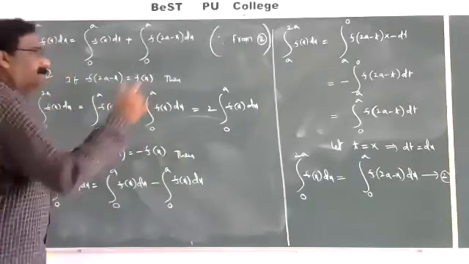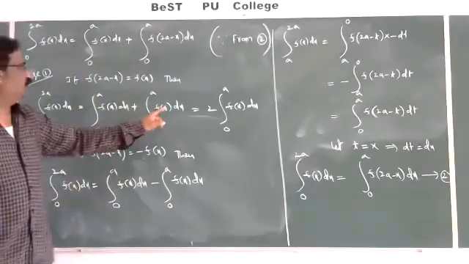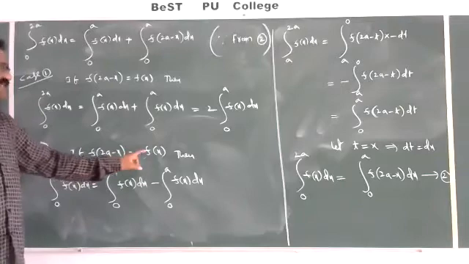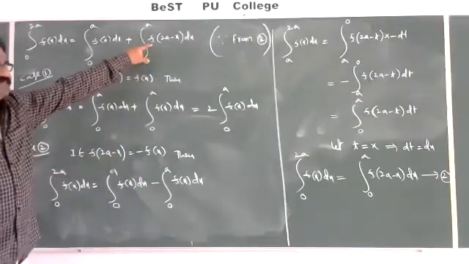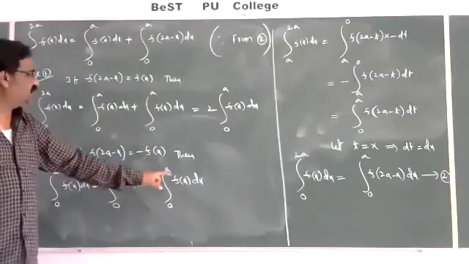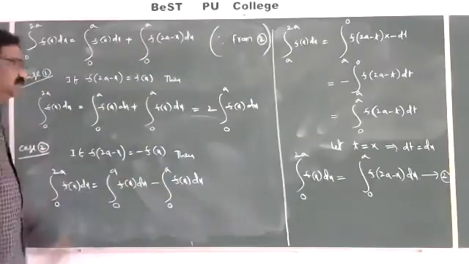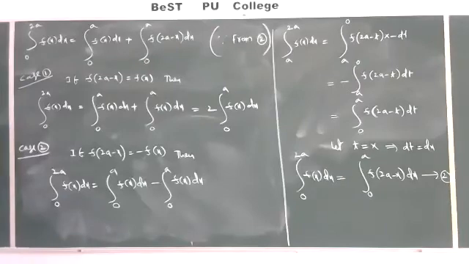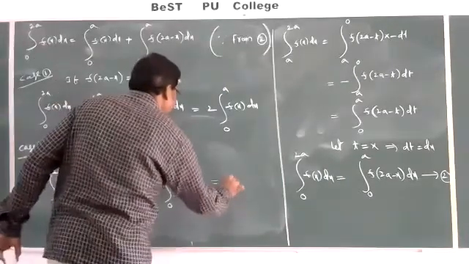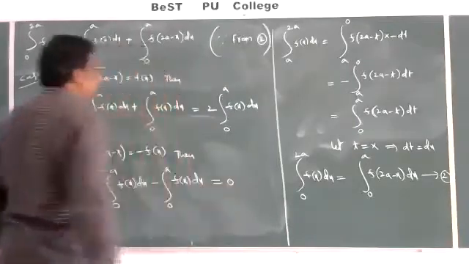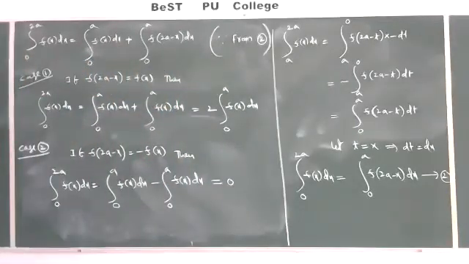Okay? f of 2a minus x is equal to minus f of x. Then substitute here, then you get minus integral 0 to a f of x. Both are cancelled. That is equal to 0 you get. That is, the second case is proved. In the statement, the first case is proved and the second case is also proved. This is very, very important.